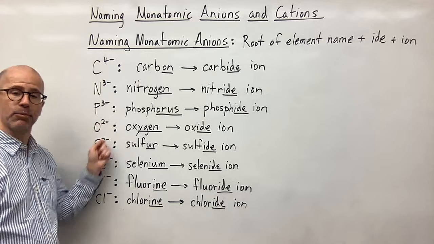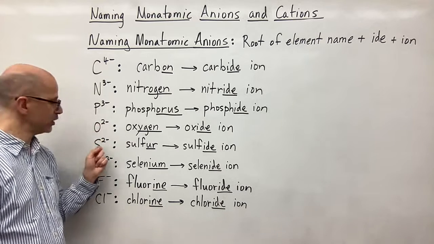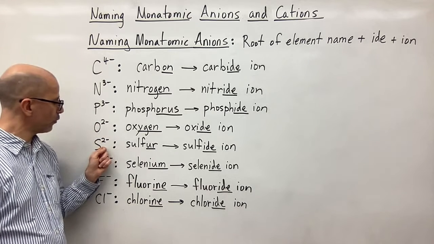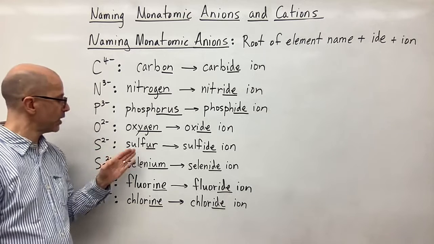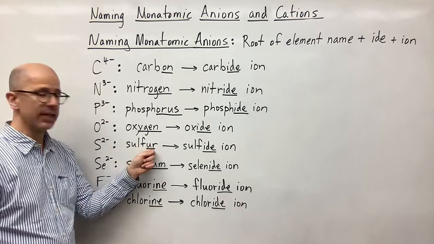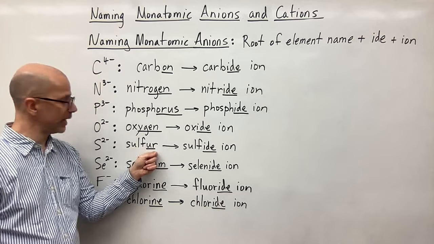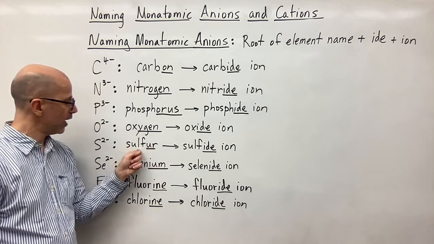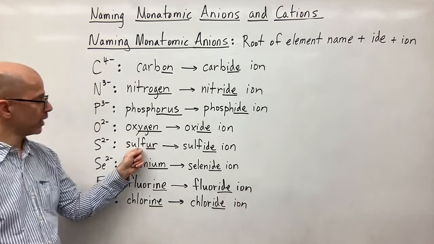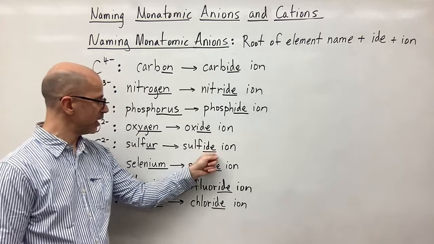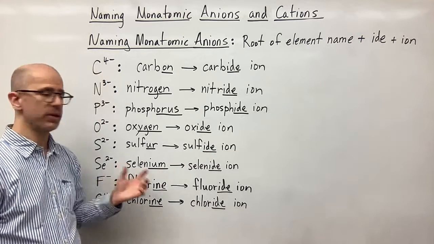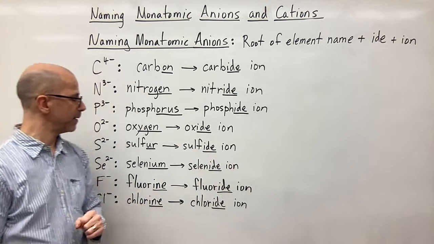Sulfur, same group as oxygen, so it also has a 2 minus charge. And so sulfur basically will become the ion. How do we name the ion? We drop the ending. In this case, the UR ending is dropped. SULF, the sulf is the root. We're going to add IDE to the end, and then add the word ion. So sulfur becomes the sulfide ion.